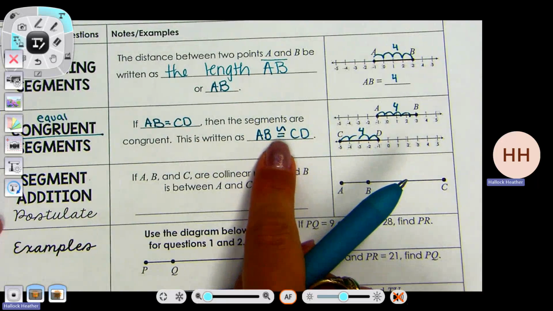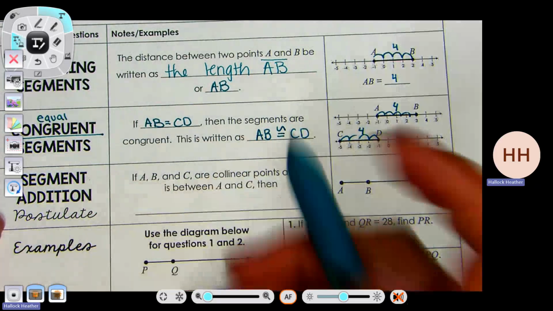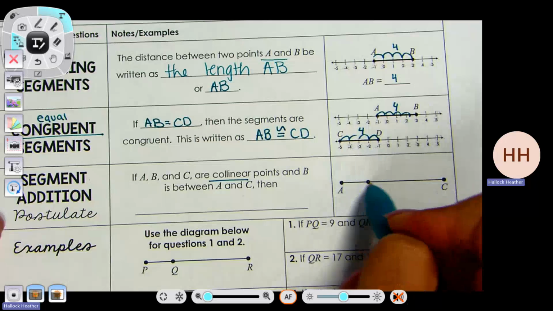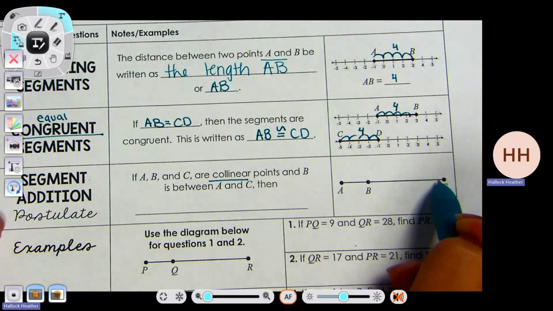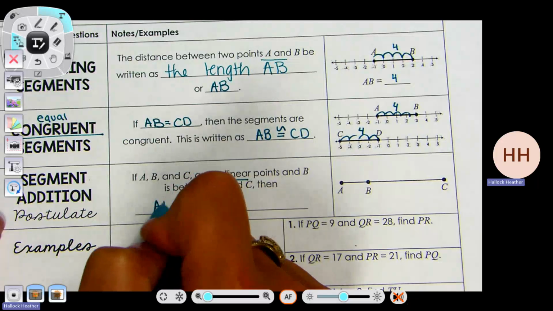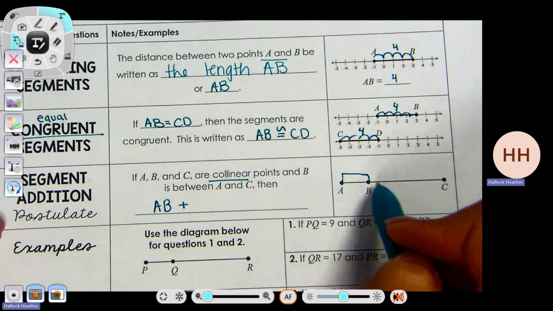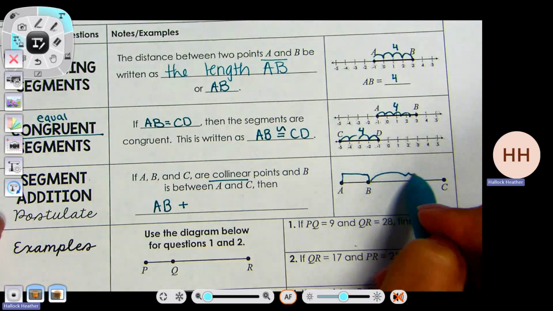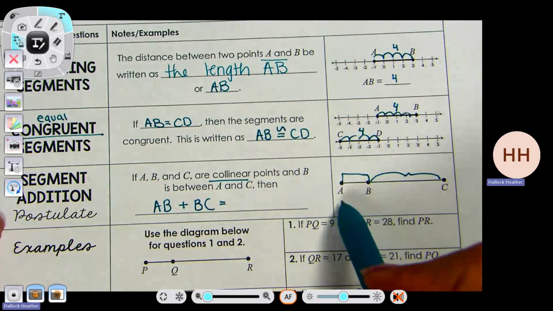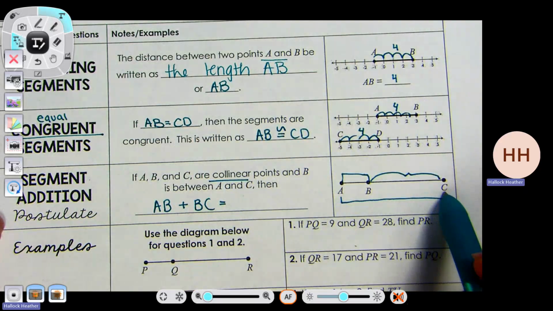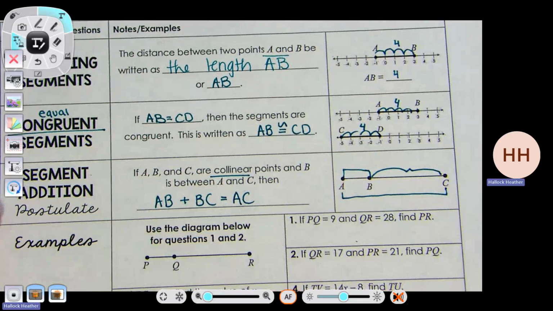So segment addition postulate is a rule that we can use. It says if A, B, and C are collinear, that means they fall on the same line, and B is between AC, then I can say AB, which is this distance, plus the next distance, which is this portion right here, BC, would equal the whole thing, which is from A to C. So it's basically what we're doing, but we're adding numbers or math.